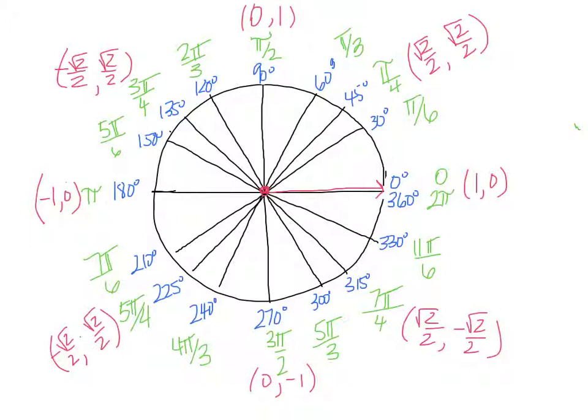Okay, let's get your 30-degree angles. Now, everything else is based on 30 degrees. Your 30 and your 60 degrees. 30 degrees is square root 3 over 2, comma 1/2. Now, there was a way to remember this. Let me pick another color.